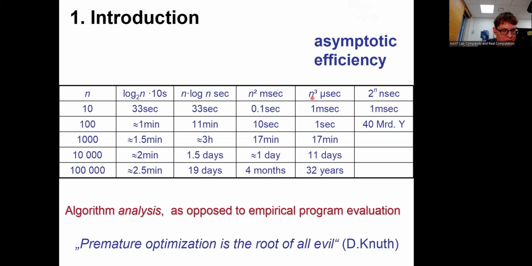And this comparison becomes even more striking as the input size increases. So, for example, for input size 100, even the fastest computer running an exponential time algorithm will never terminate. It will take 40 billion years to terminate. Recall that our universe is something like 13 billion years old.